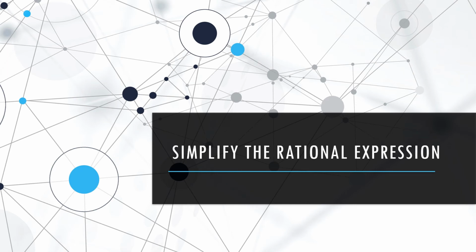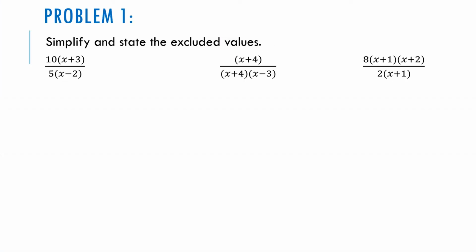Simplifying rational expressions. This is what we have been building towards with doing the GCF factoring and the trinomial factoring. Alright, so simplify and state the excluded values. So we have 10 times (x plus 3), and then 5 times (x minus 2). We can simplify the 10 and 5, so 10 divided by 5 is 2. So now we have 2(x plus 3) over (x minus 2).